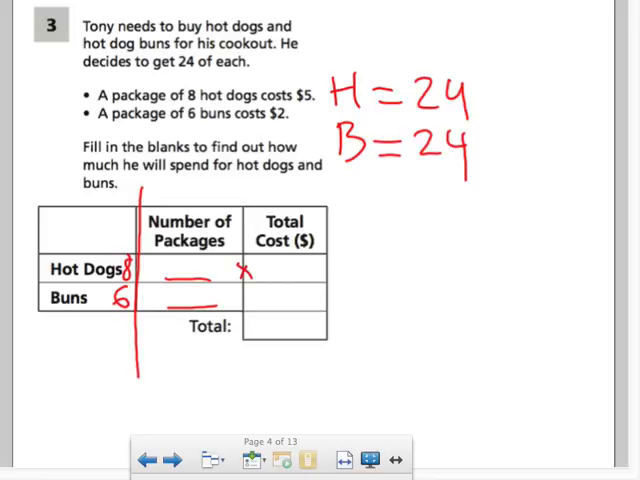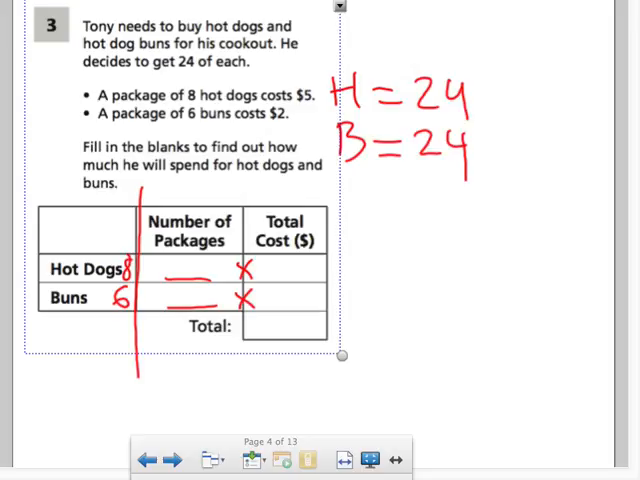Forget this part for a second when you're at the end. And think about it. Uh-oh, I better wrap this up. It's going to be whatever number you put there to get to 24 times the cost. So how much do hot dog packages cost? So you're going to do times 5 equals something. And how much do bun packages cost? Times 2 equals something.